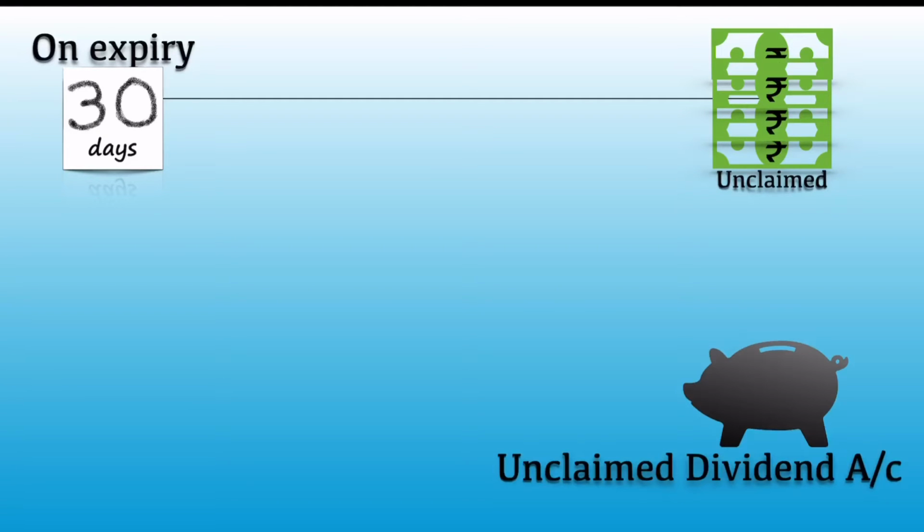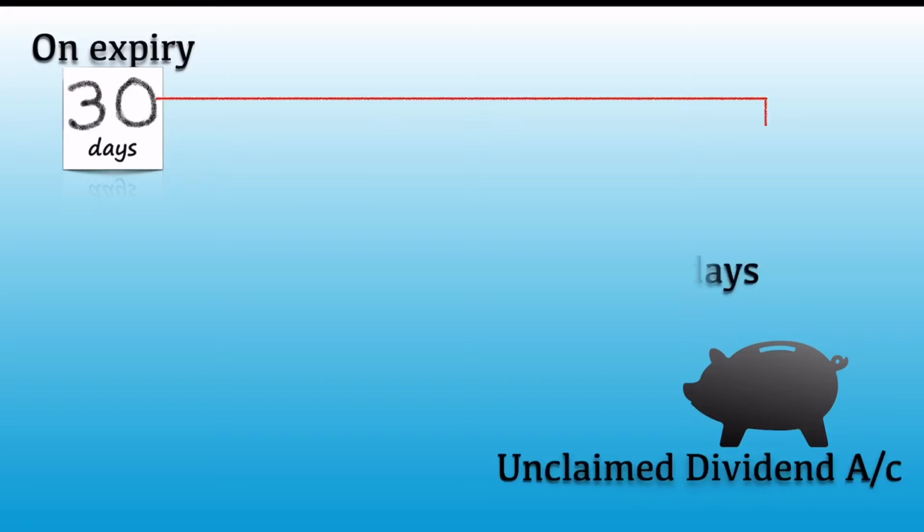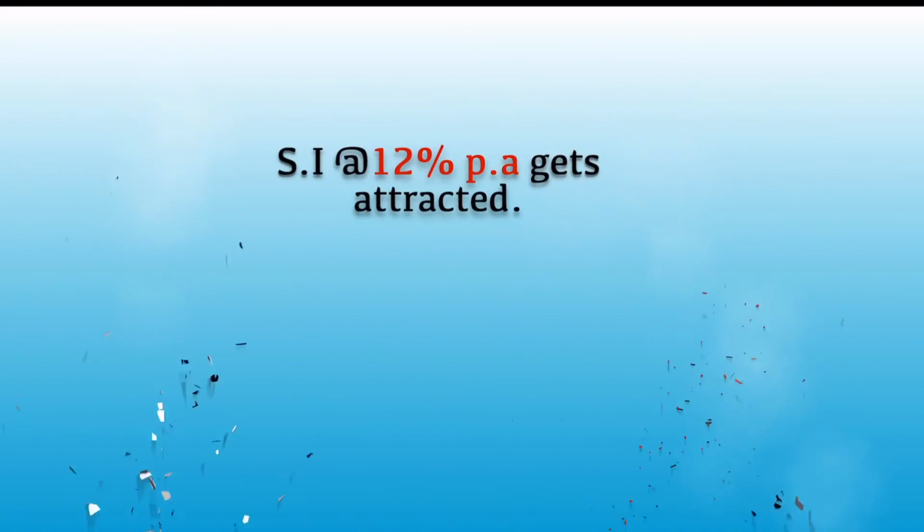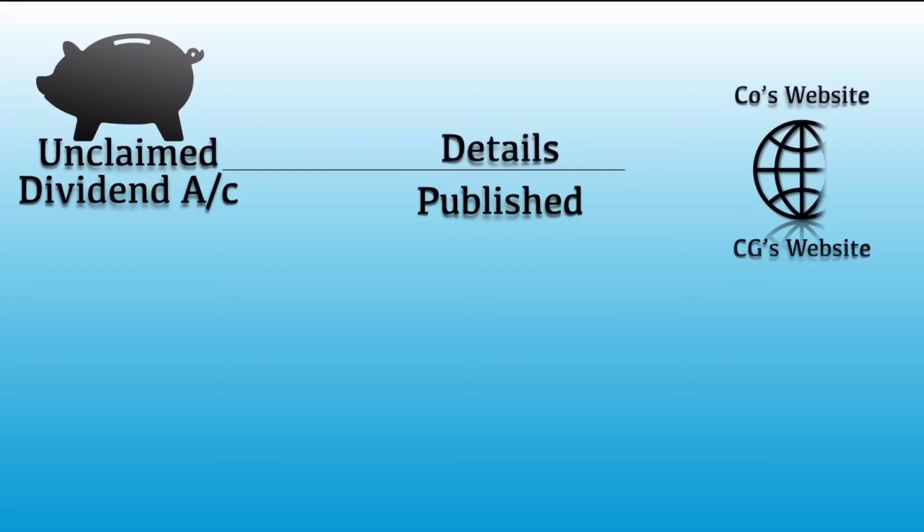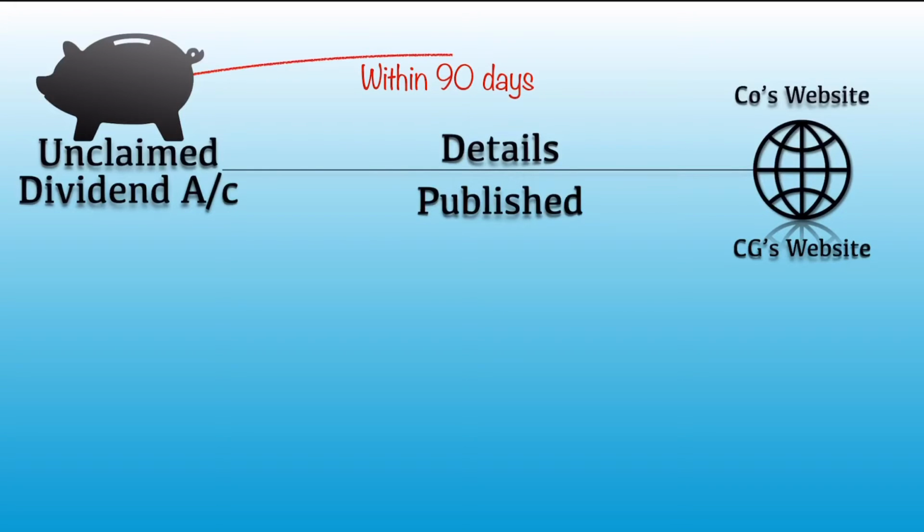On the expiry of 30 days, if there is any unclaimed dividend, then it should be transferred to unclaimed dividend account within 7 days. Failing which, simple interest at the rate of 12% per annum gets attracted. Once the amount gets transferred to unclaimed dividend account, then details of the unclaimed dividend amount along with the shareholder's name and last known address should be published on the company's and CG's website within 90 days.